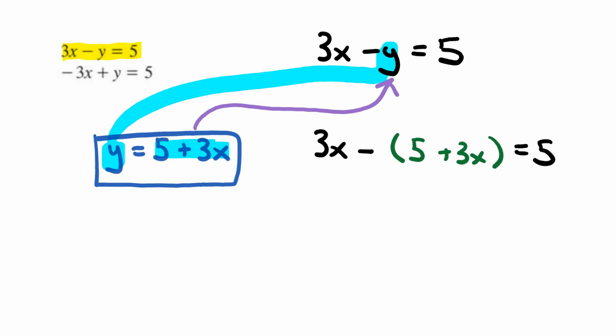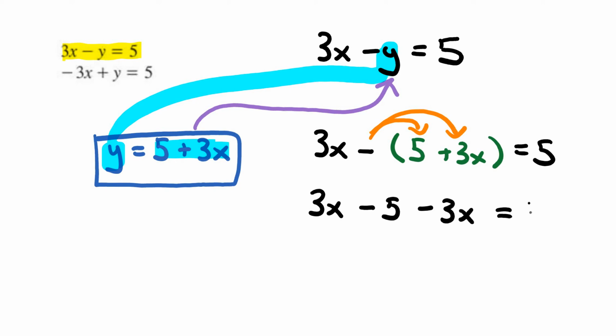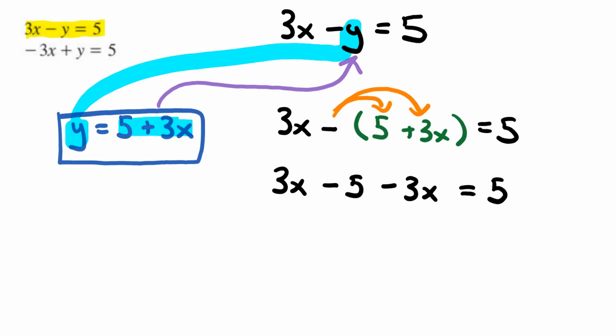Now, one of the reasons why I have put brackets around the y, where y is now 5 plus 3x, is that I can distribute the negative sign onto the 2 terms, right? So if I do that correctly, I get 3x minus 5 minus 3x equals 5. Okay, and you'll notice that this 3x and that negative 3x cancel. This is 0, then minus 5 equals 5.